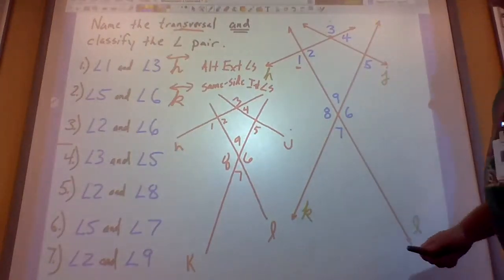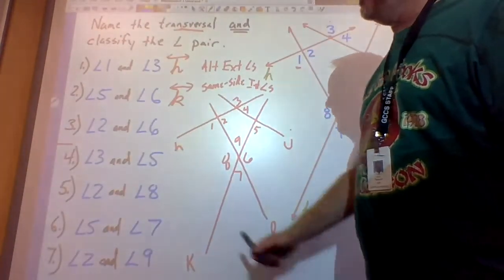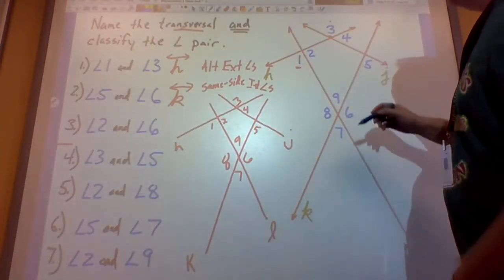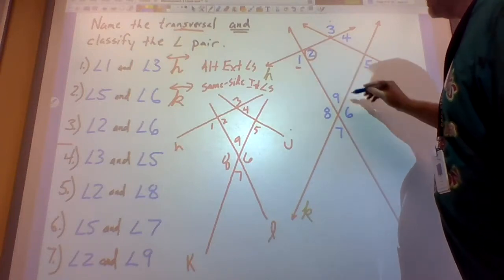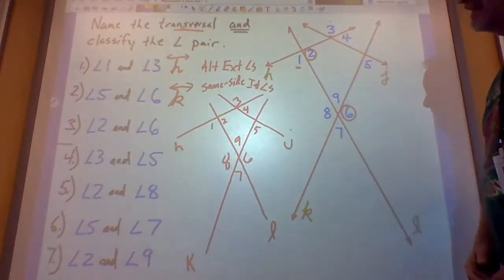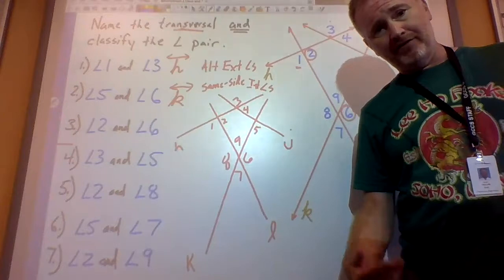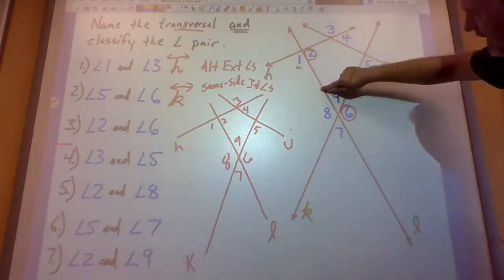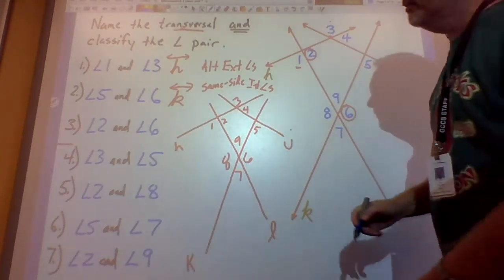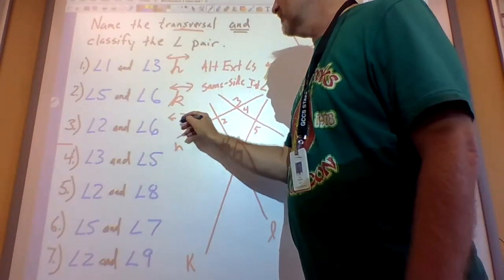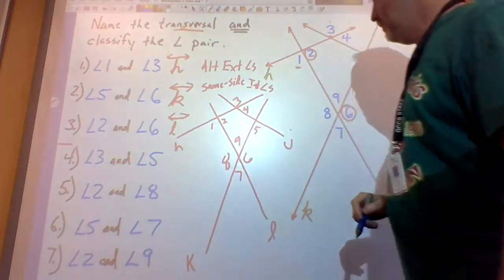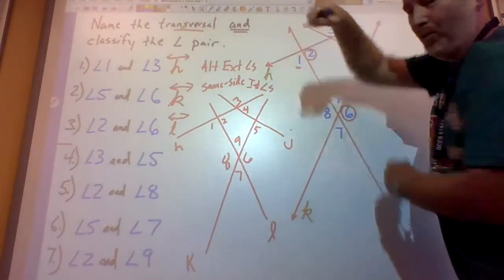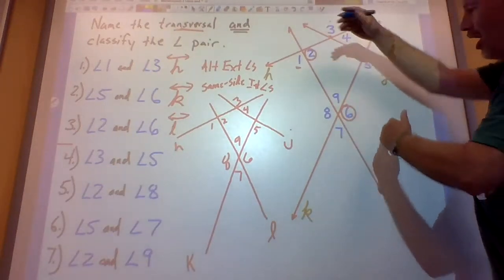All right, so we'll do one more because I think you're getting the hang of it. We'll look at angle 2 and angle 6. Angle 2, I'll circle him, and angle 6, I'll circle him. What is the line that connects them? The only line that connects angle 2 and angle 6 is this line right here, which is line L. So that would be my transversal line. And then what is the relationship between 2 and 6? Oh, I know what it is already. I hope you do too.